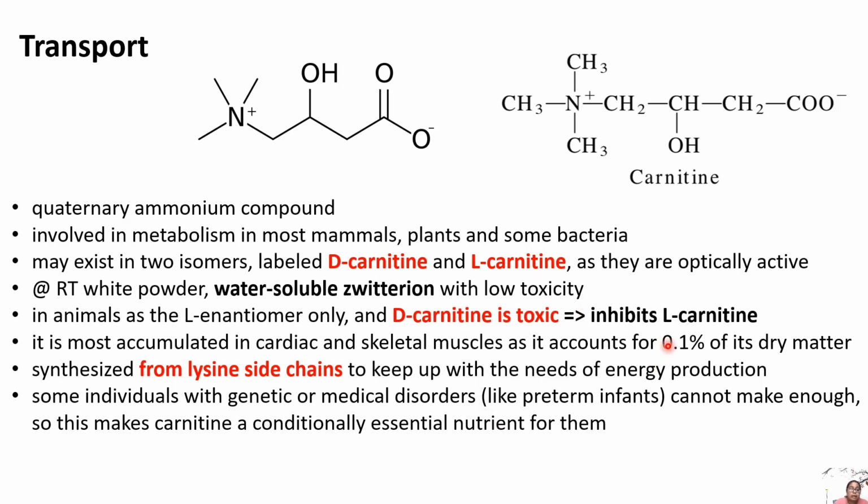It inhibits the L-carnitine, and L-carnitine is accumulated in cardiac and skeletal muscles, where it accounts for 0.1% of dry matter. It is synthesized from lysine side chains to keep up with the needs of energy production, and some individuals with genetic or medical disorders, like preterm infants, cannot really make enough. So this makes carnitine a conditionally essential nutrient for them.